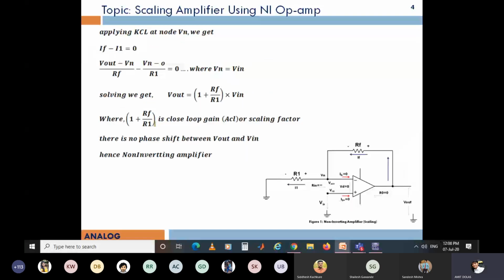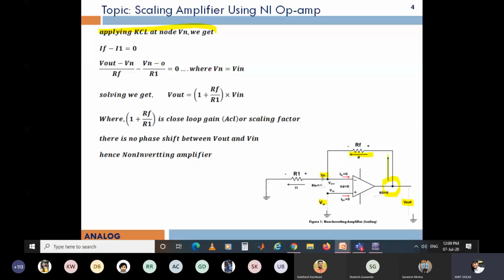So applying KCL at node Vn. Where is node Vn? Vn is here. What do you see there? Near the Vn, one current is coming to the Vn, which is referred to as the feedback current IF, of course, which is generated at the output terminal Vout. I assume that some positive input is connected. That's why some positive voltage is generated at the output. It is generating a current from the output towards the inverting terminal, or the node Vn.